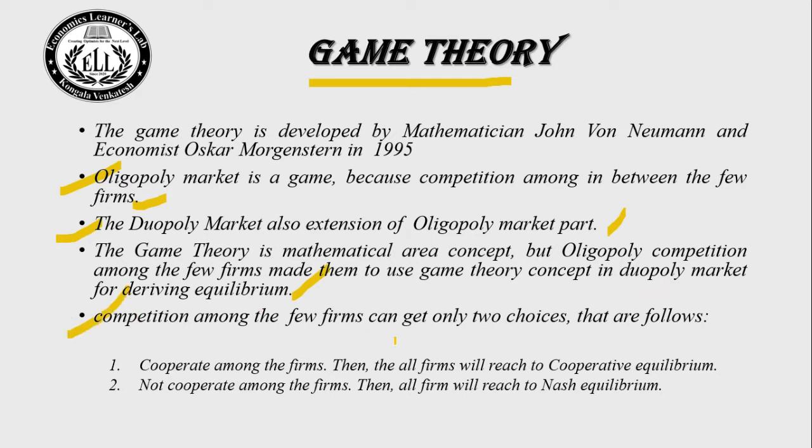Competition among the few firms can have only two choices, which are as follows. Cooperate among the firms, then all the firms will reach the cooperative equilibrium. Not cooperate among the firms, then all firms will reach the Nash equilibrium. It means in an oligopoly market, if all the firms cooperate, they will reach the cooperative equilibrium. If the firms are not cooperative, then they will reach the Nash equilibrium. Let us go to the next slide.